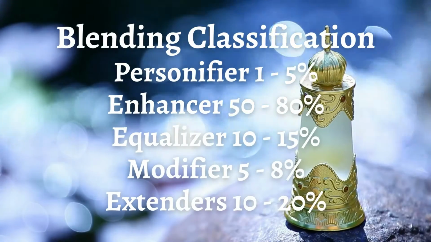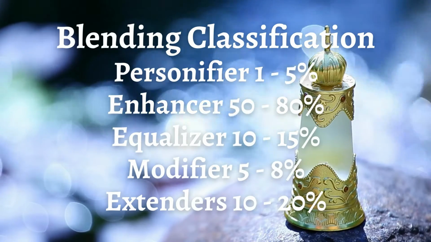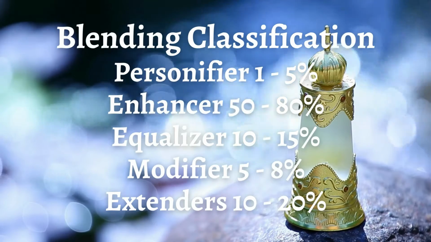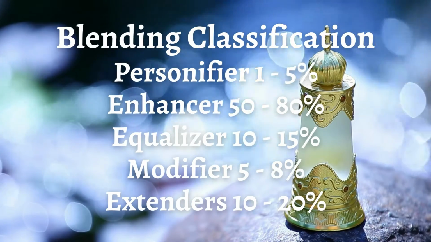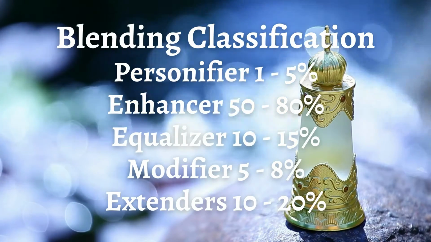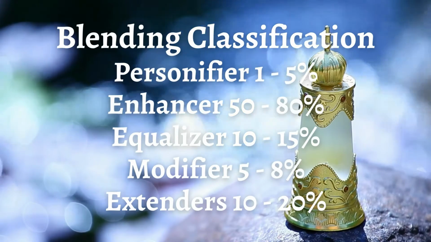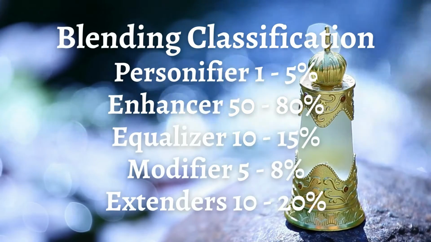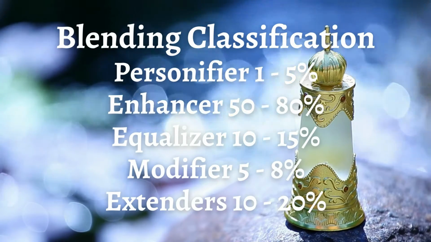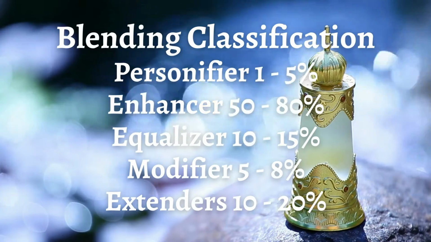So let me give you the breakdown again of these. For the personifier, we are going to be using 1 to 5%. For the second group, our enhancer, we're going to be using 50 to 80%. For the third category, the equalizer, we're going to be using 10 to 15%. For our fourth group, the modifier, we're going to be using 5 to 8%. And if we choose to use a natural extender, then we may be adding maybe 10 to 20% of the blend.